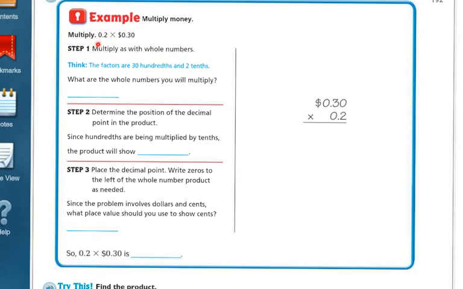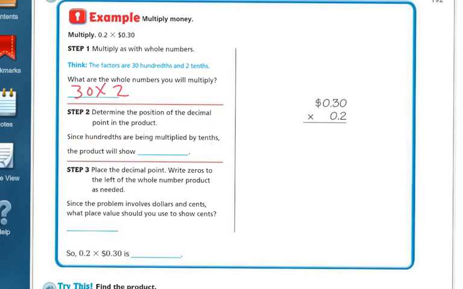We're going to multiply 2/10 times 30 cents. So multiply as you would with whole numbers. We're basically saying 2 times 30. The factors are 30 hundredths and 2/10. What are the whole numbers that we're going to multiply? The whole numbers are 30 times 2. Let's determine the position of the decimal point in the product.